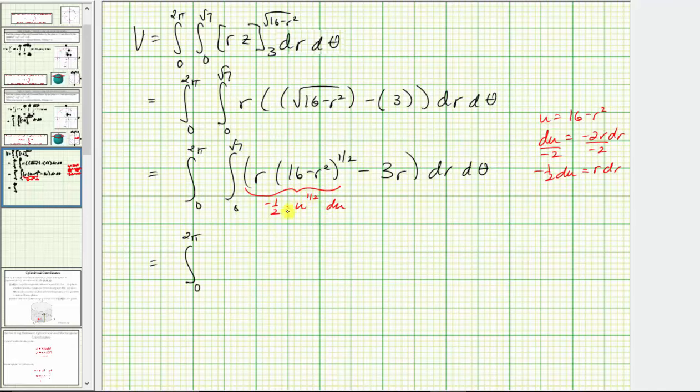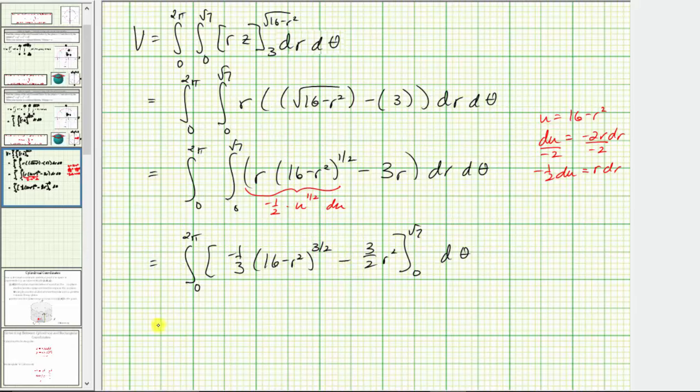So we'd have negative 1/2 times u to the 3/2 divided by 3/2, which is the same as multiplying by 2/3. Negative 1/2 times 2/3 is equal to negative 1/3. And then u to the 3/2 is really the quantity 16 minus r squared to the 3/2. And then we have minus 3 times r squared divided by 2, or 3/2 r squared.